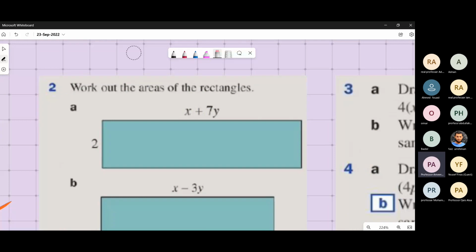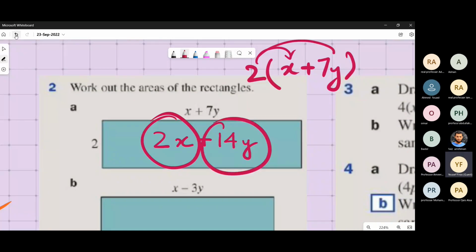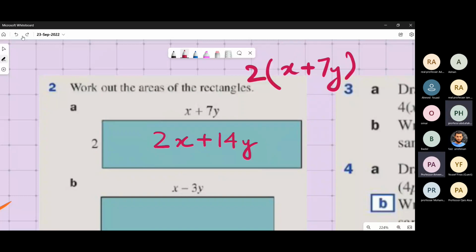It's a quad. Okay, so it'll be 2x plus 14y. Only y. Because what is the area of a rectangle? Length times width. Correct? So 2 times x will give you what? 2x. 2 times 7y will give you 14y. Where is x? 14xy? No.